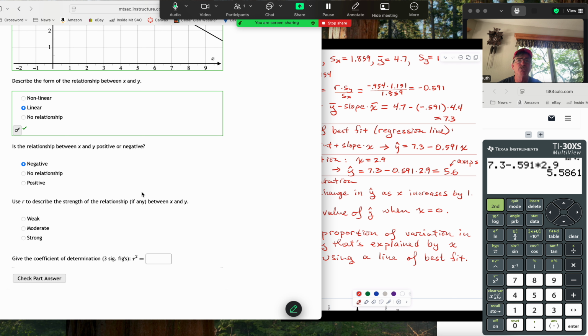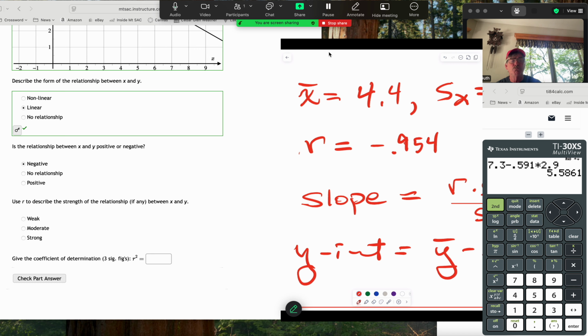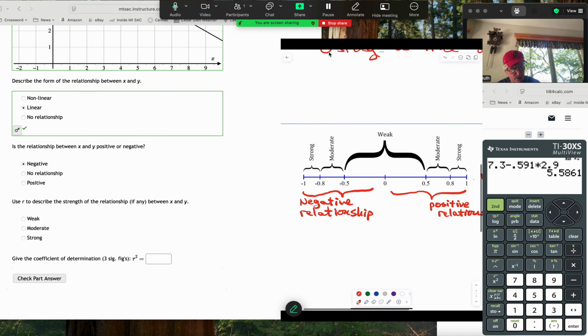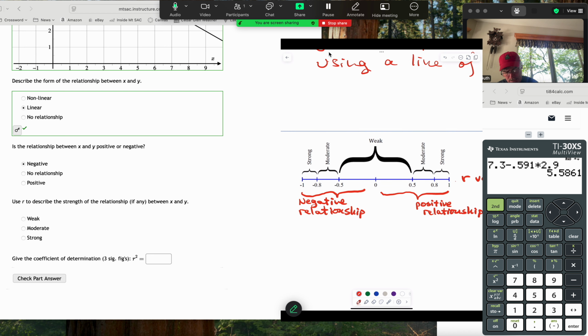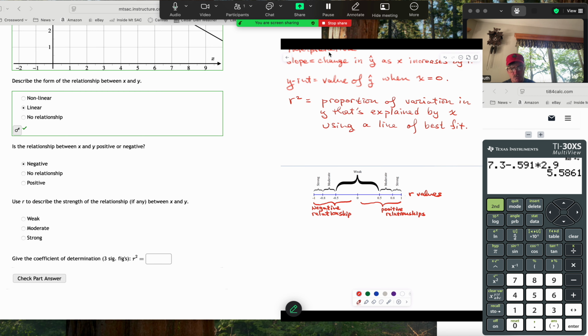And that depends on the value of R. So I'll go over to this and remind you that R is negative 0.954. And down here I have that graphic that we were looking at in class. And negative 0.954 is going to be right in here somewhere between negative 0.8 and negative 1. So it's a strong relationship and negative. We'll definitely classify this one as strong.